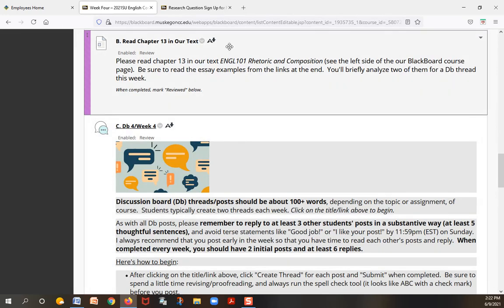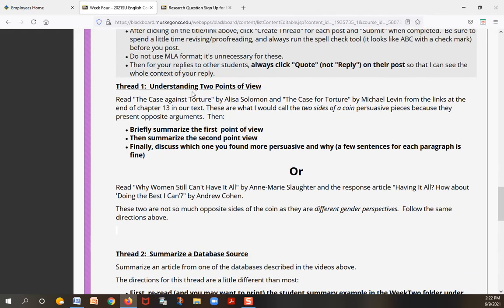Our reading this week has to do with persuasion. And for discussion board, the first one, you'll be reading either the 2 essays on torture or the 2 essays that really are more like gender differences, men and women trying to manage life. And they're very interesting. This is sort of a, like I would call it, 2 sides of a coin argument. And this is a little different. So when Anne-Marie Slaughter wrote Why Women Still Can't Have It All, it was responded to by Andrew Cohen with What About Doing the Best I Can? So they're companion pieces that way.